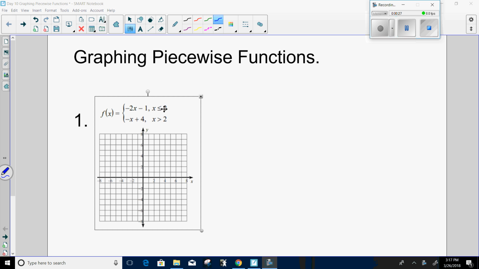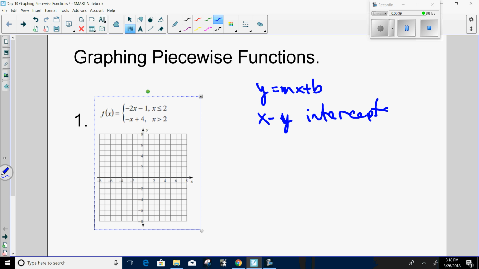Whenever we graph, remember we can use y equals mx plus b. We can use x and y intercepts, and we can use t-charts, or tables. So we have all three of those different options in order to graph.